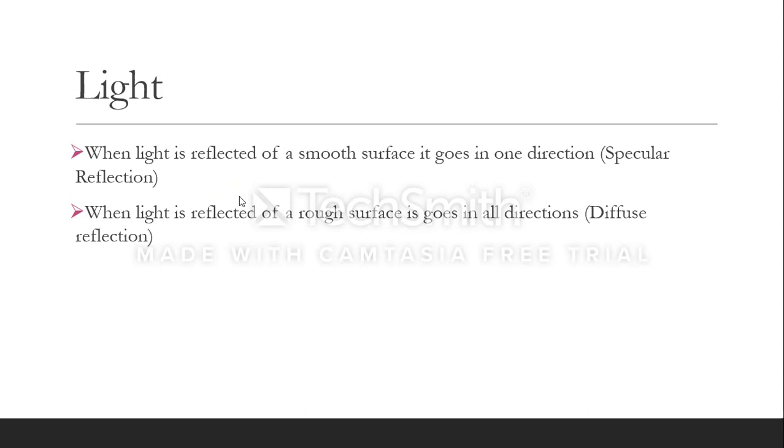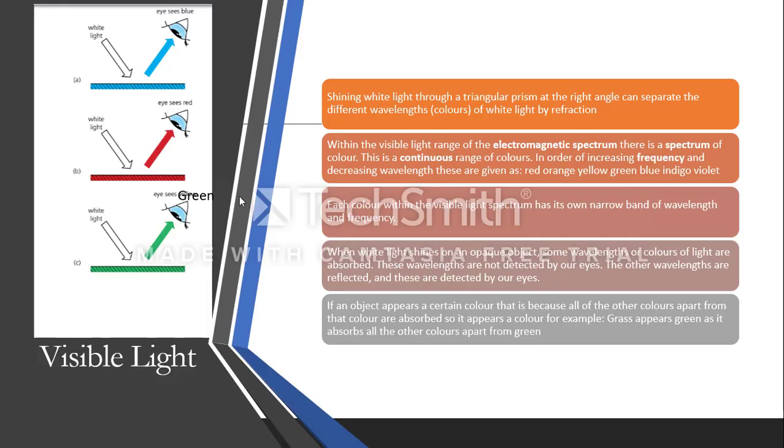Light. When light is reflected off a smooth surface, it goes in one direction, which is called specular reflection. We learn about this in waves part 1 and 2. So specular reflection is where it's a smooth surface, for example a glass door, which can be contrasted to a rough surface like the road. If it reflects off it, it will scatter in all directions.